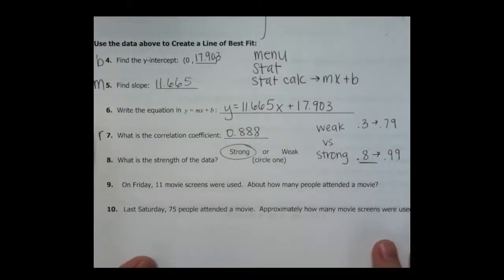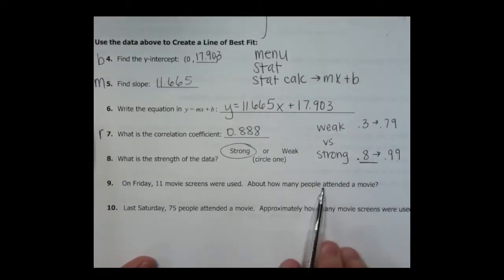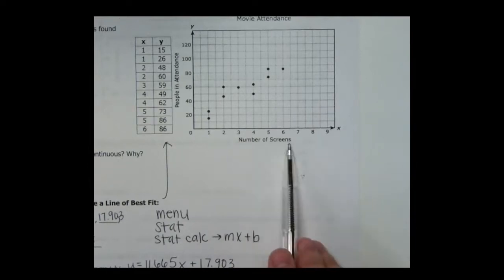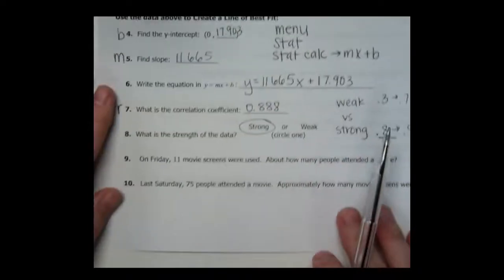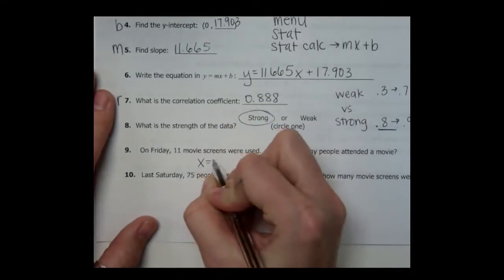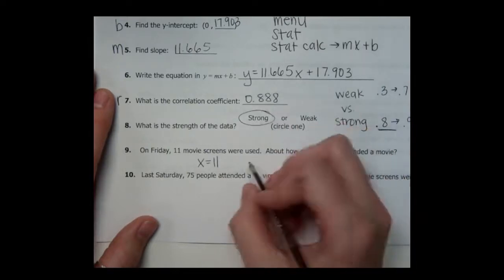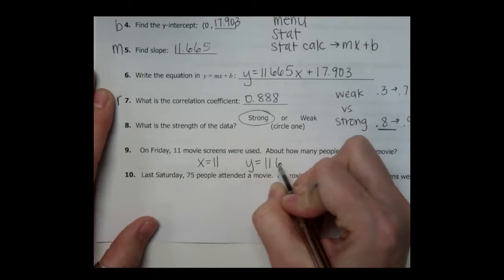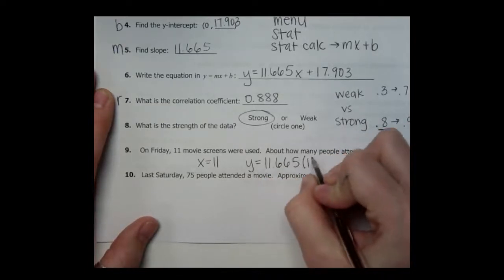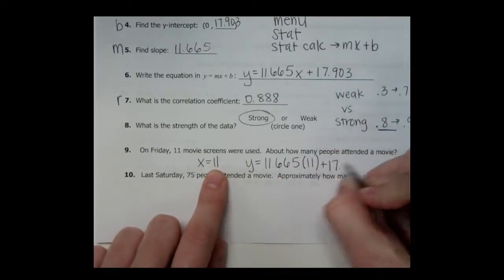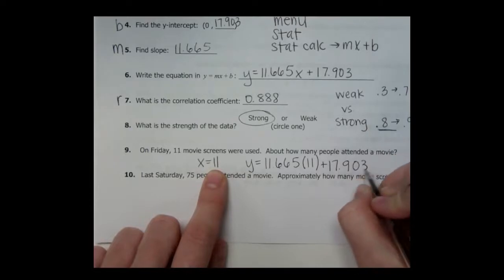On Friday, 11 movie screens were used. About how many people attended a movie? We need to figure out if this movie screens is X or Y. So I'm going to go look at the top. My x-axis says number of screens. So that means 11 movie screens is X equals 11. So we've got a great equation up here that we can type this right into. Y equals 11.665 times 11, that's the 11 we're plugging in for X, plus 17.903.